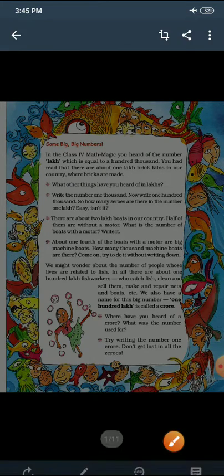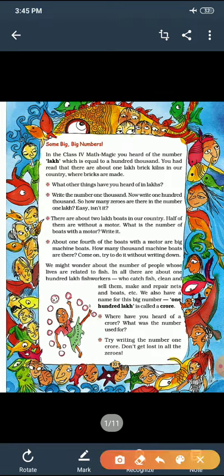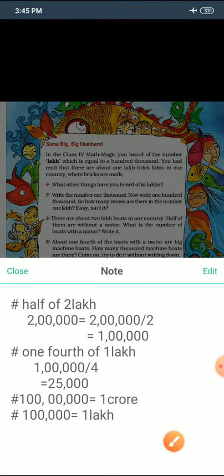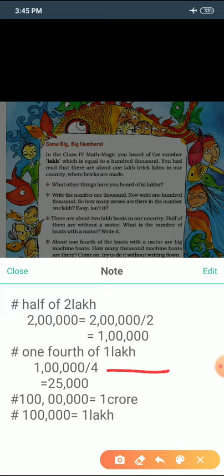Now in the next question, what is asked? It is asked that if 1/4 of the boats with motor are big machine boats, how many thousand machine boats are there? You have to find 1/4. Now let's see here: 1/4 of 1 lakh. 1/4 means 1 upon 4.